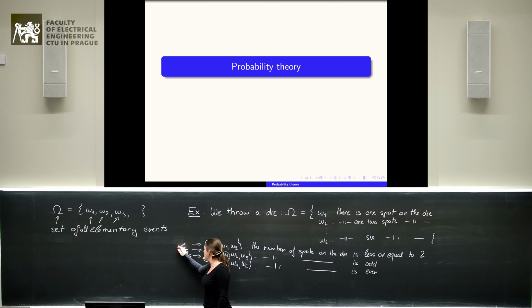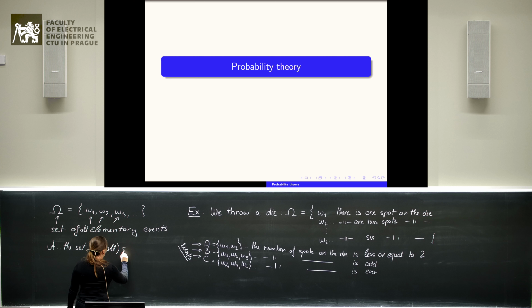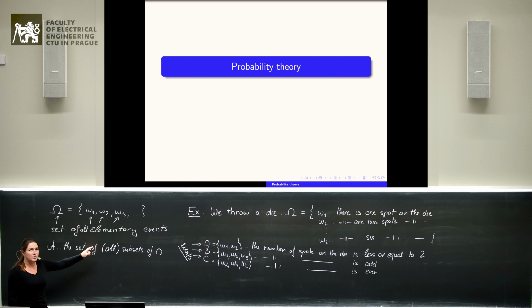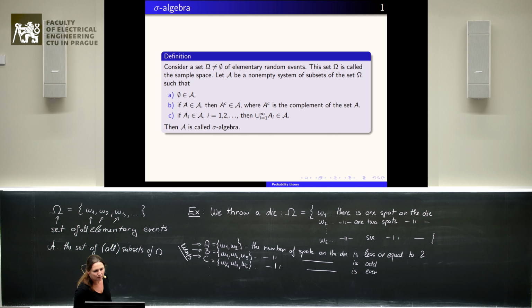So when we talk about events, we mean some subsets of the set capital omega, and the set of subsets with some special property is called sigma algebra. Usually, we consider the set of all subsets of this capital omega, but it is not necessary that they are all. For example, when we care only about whether the number of spots is odd or even, we can consider only the subsets B and C. And for mathematical reasons, there must be also the empty set and the whole set omega. That's what we did last time.